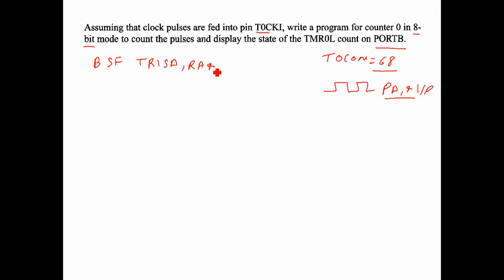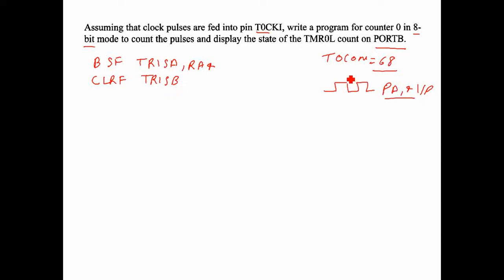So this is going to make this particular pin as an input. Then we have to make complete port B as an output. That can be done with the help of CLRF TRISB. So this is going to make complete port B as an output.